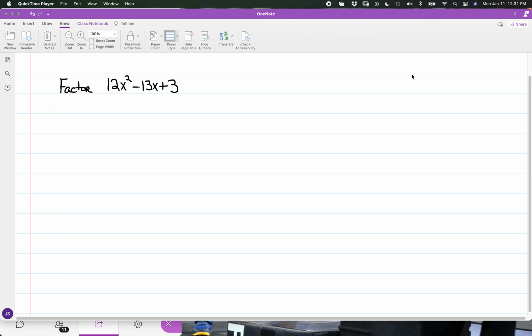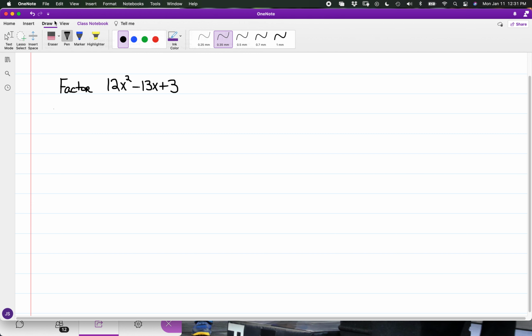Okay, looking at factoring by grouping, just as an example, we have the trinomial 12x squared minus 13x plus 3. In the case of taking the factoring by grouping approach, you're going to initiate by multiplying the first and the last coefficients. So we have 12 and 3, and if we multiply them together, 12 times 3 is 36.